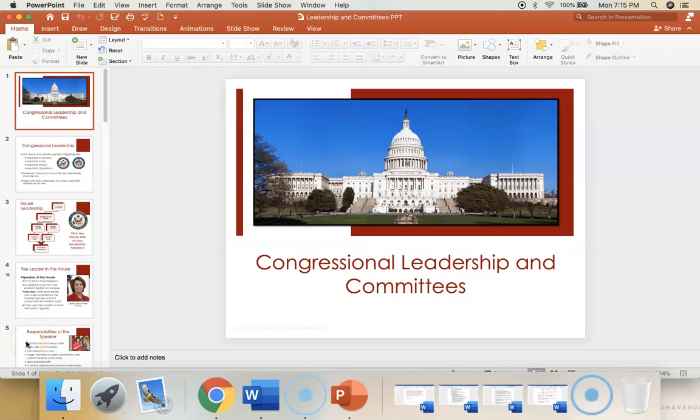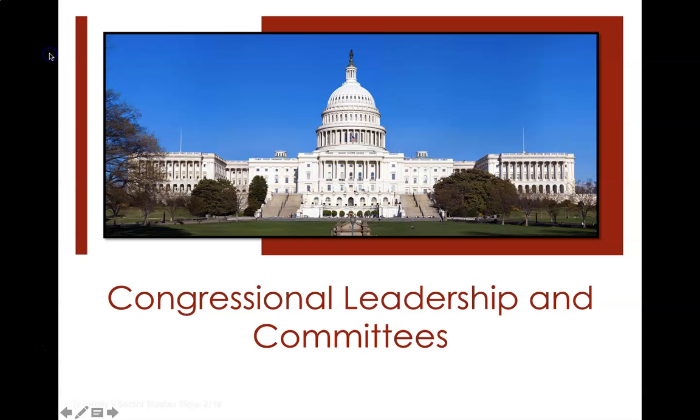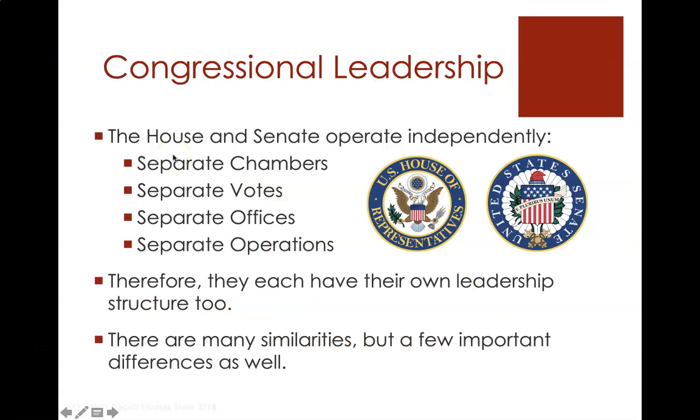Okay, next we're going to talk about congressional leadership and committees. The House and the Senate operate independently. Remember, we said that there is a bicameral legislature, there are two houses, and they are separate. There are separate chambers, separate votes, separate offices, and separate operations. Therefore, they have their own leadership structure too, which we'll talk about in these notes. There are many similarities, but a few important differences as well.